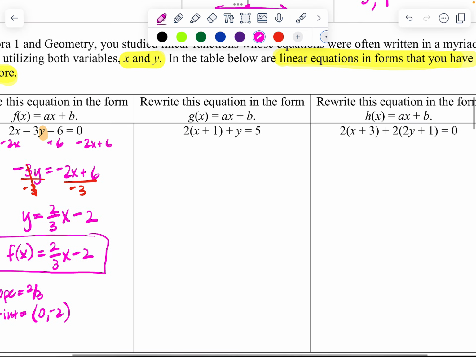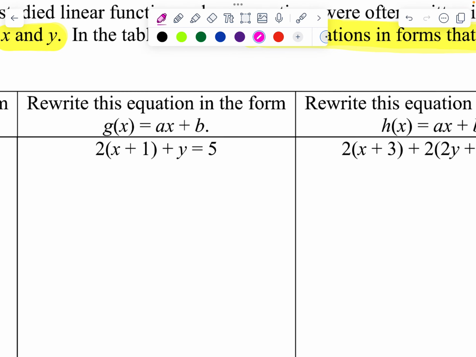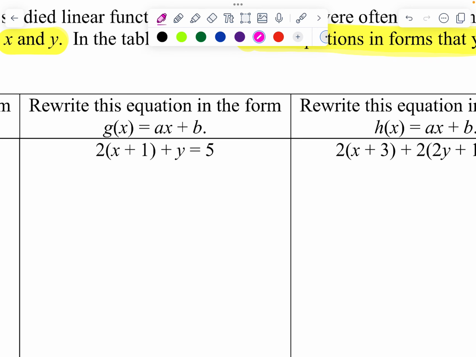All right, I'm going to work through these next ones pretty quickly. Same thing, we've got to get the y by itself. If it were me, I would probably distribute first so that I can move things around. So I'm going to distribute this 2. So 2 times x is 2x. 2 times 1 is 2 plus y equals 5. And now I can start moving things around. I'm going to move the 2x over here. I'm going to move the 2 over here.